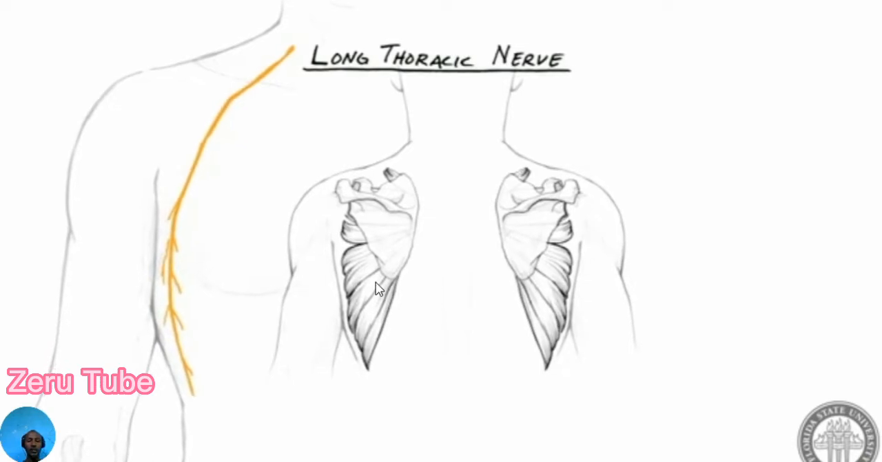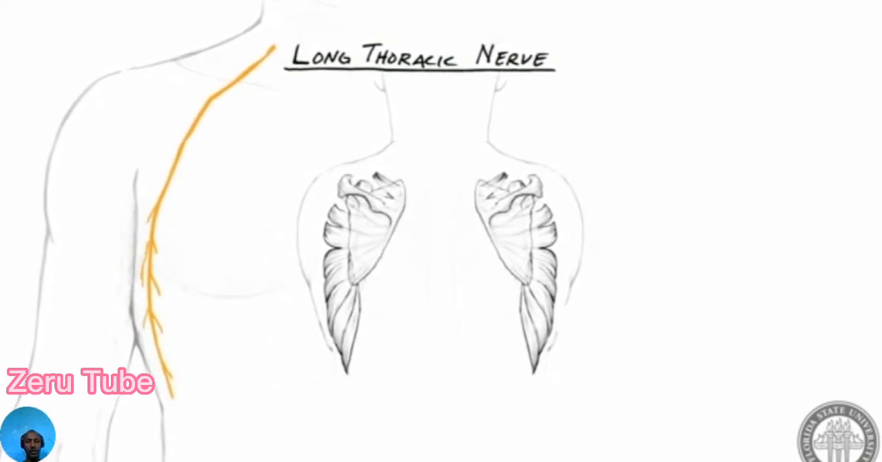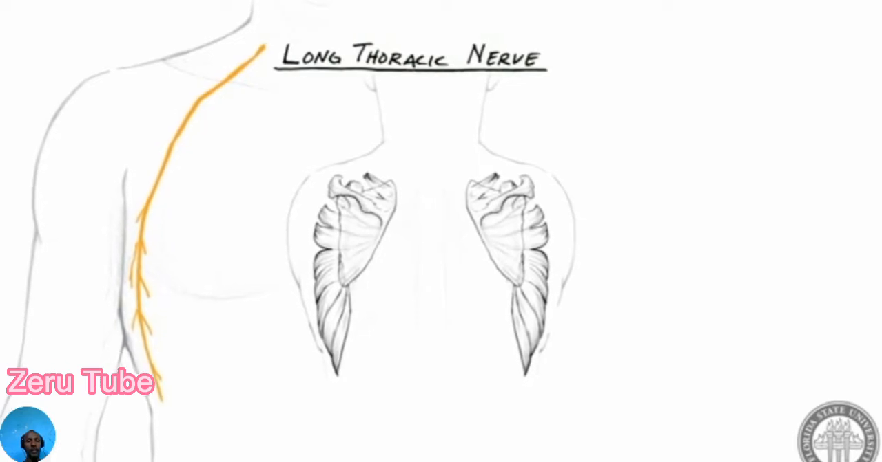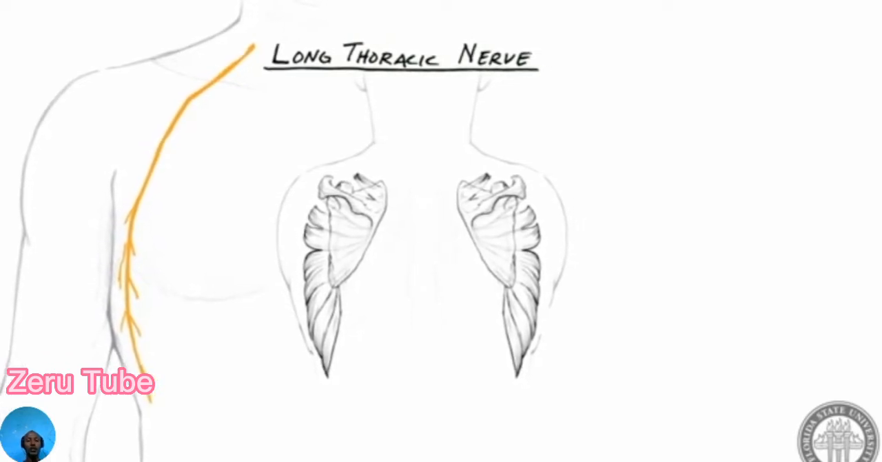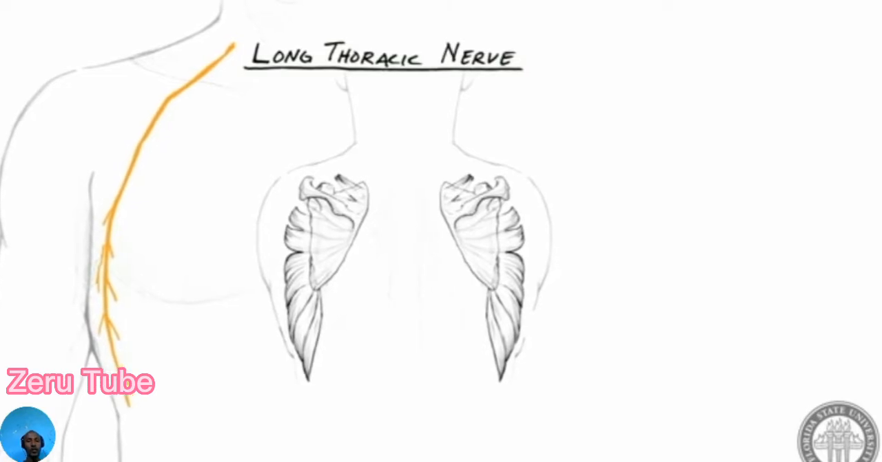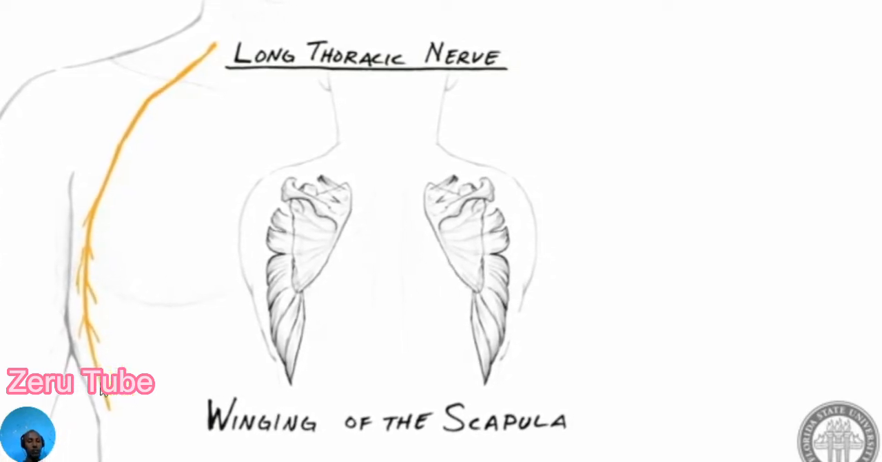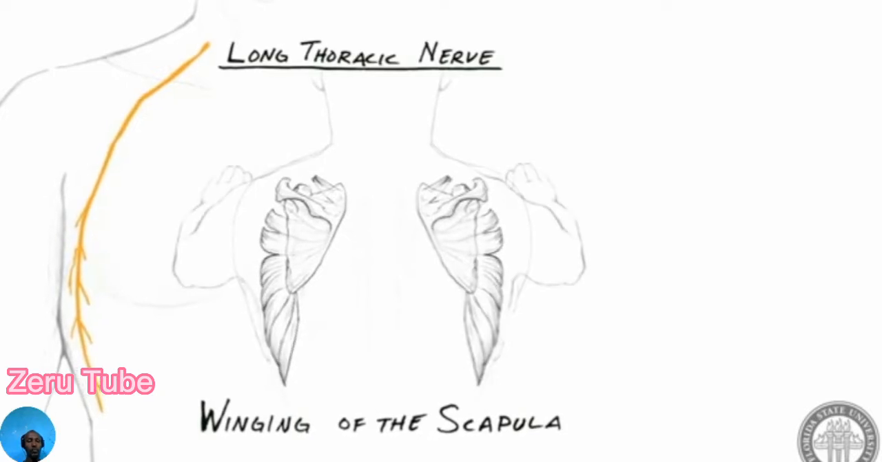This is the serratus anterior muscle. The serratus anterior muscle is attached to the scapula and is very important for protraction of the scapula and preventing the winging of the scapula. If there is an injury to the long thoracic nerve, you can get a winging scapula. Winging of the scapula: the scapula goes backward.